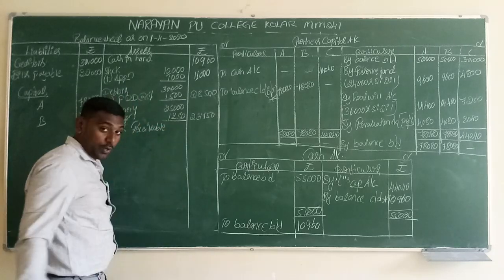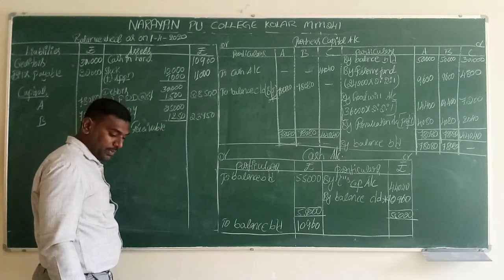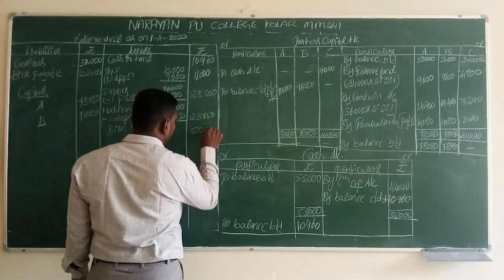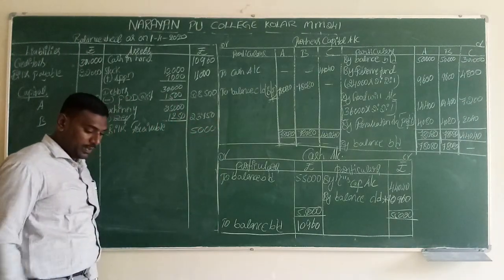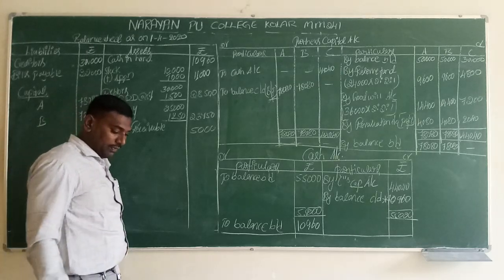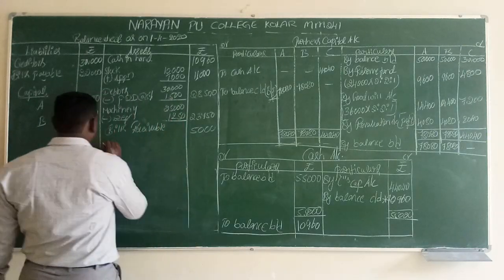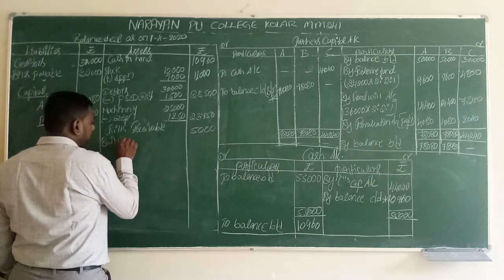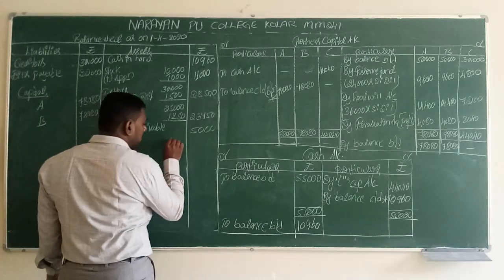So for this there is no adjustment. Directly we should write bills receivable, the value of bills receivable is 5,000. After that they are given the value of buildings. The value of buildings is 70,000.